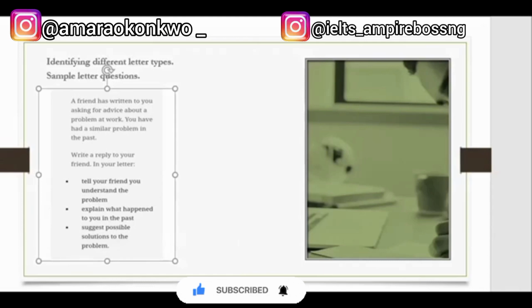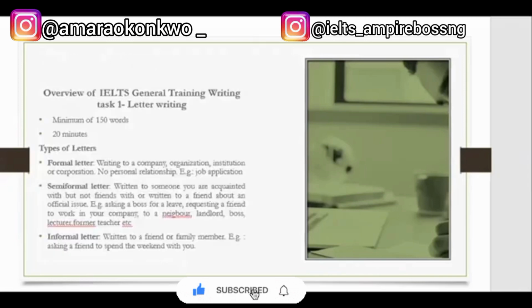Okay, so what is the topic here? What is the subject of this letter now? You know, there was an exception I told you when it comes to writing to a friend. Let's go back to the slide. Yeah. See, semi-formal letter: written to someone you're acquainted with but not friends, or written to a friend about an official issue.